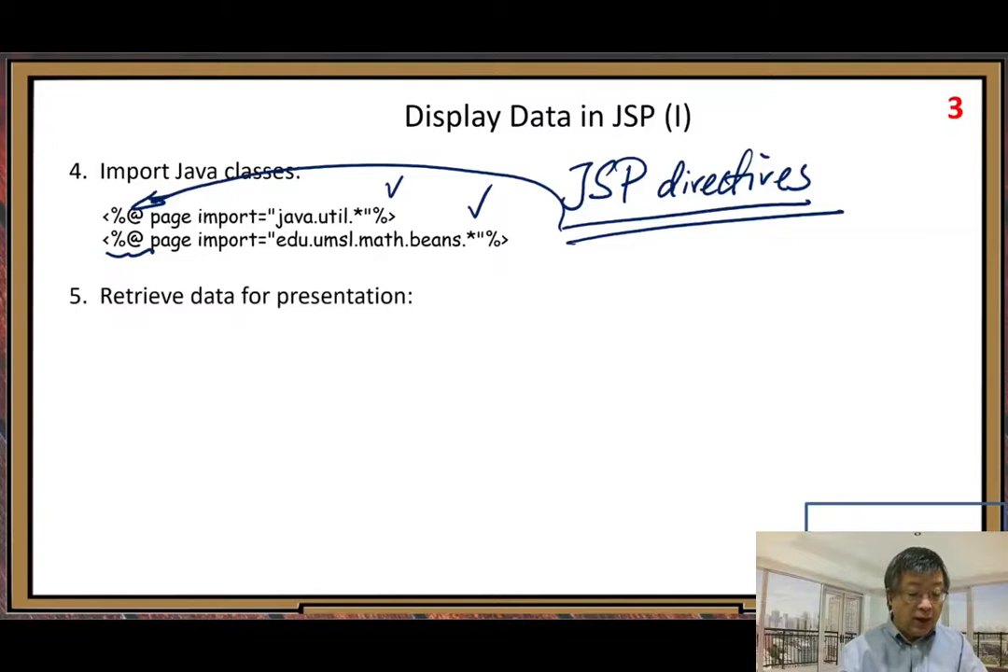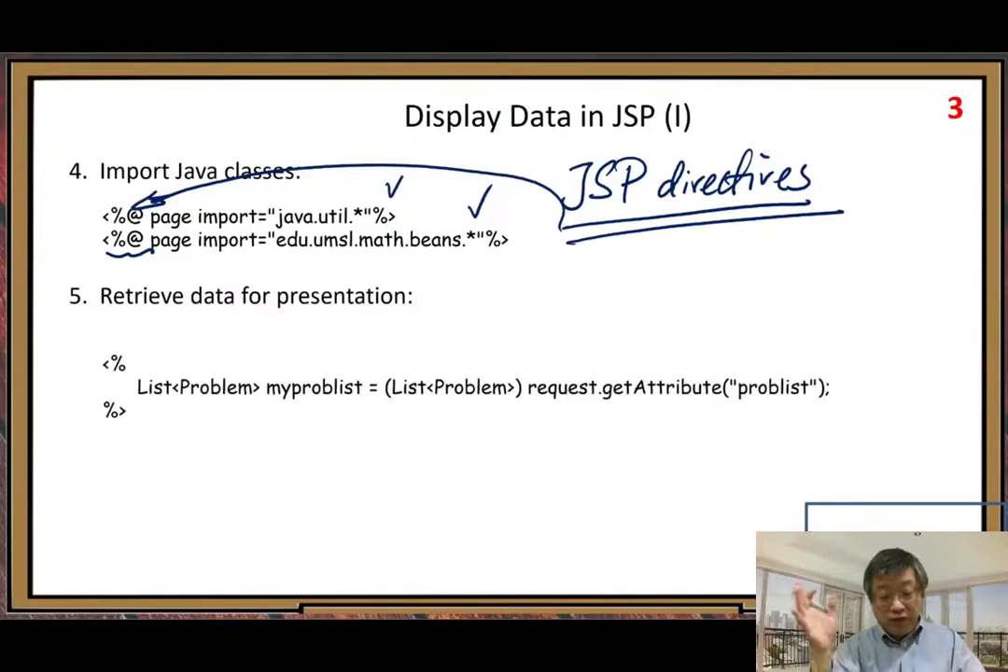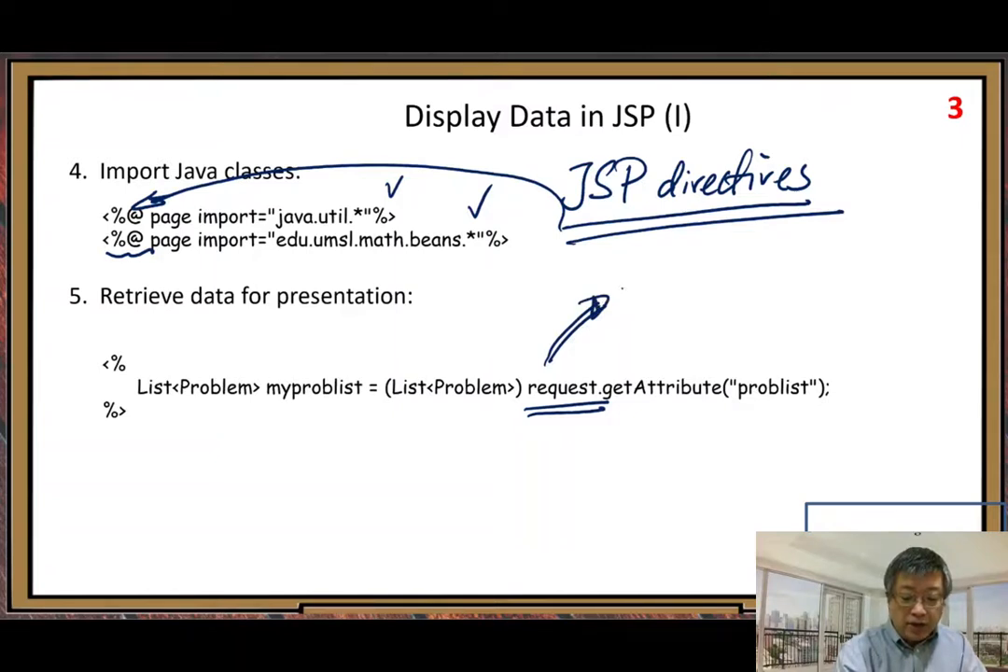After that, retrieve data from presentation. Now, the data is stored somewhere. Then you need to retrieve it, then display the data. So how do we retrieve? Look at this. What is this? Request. Remember, I mentioned that before. It is an implicit object.